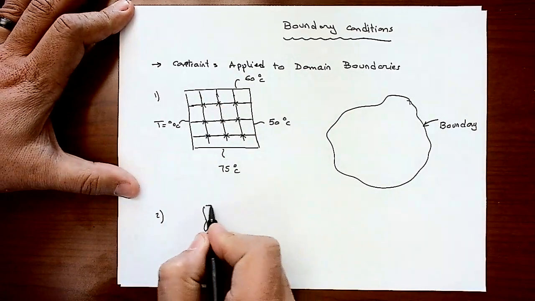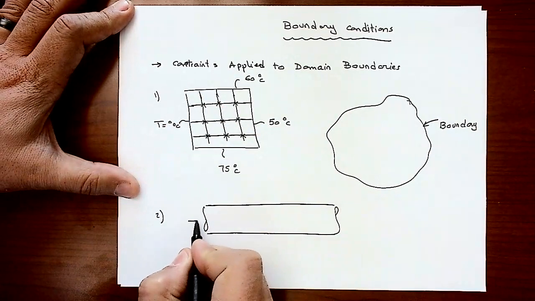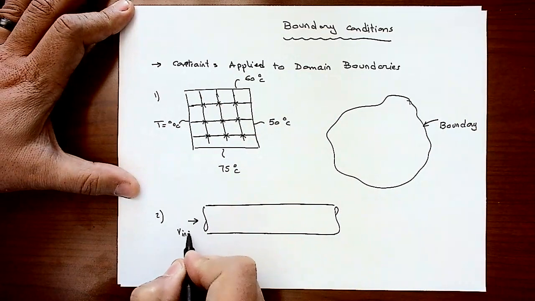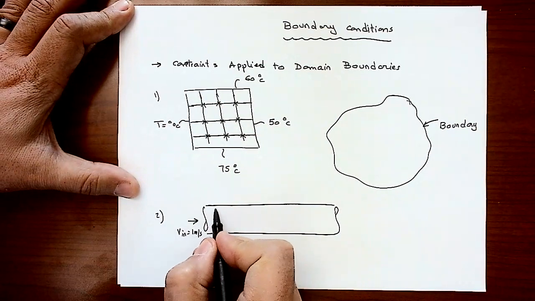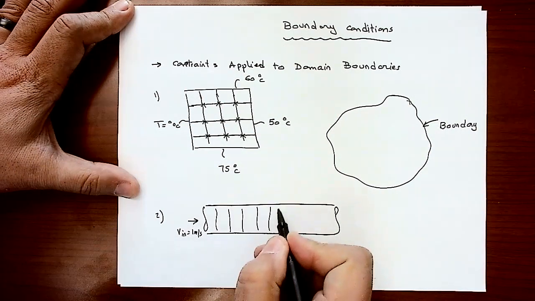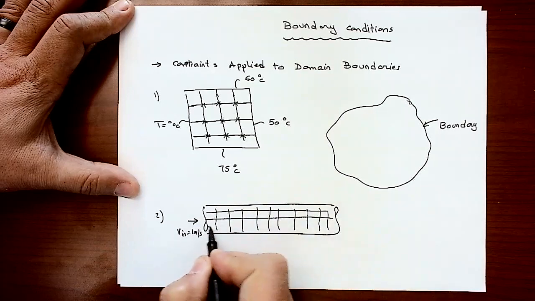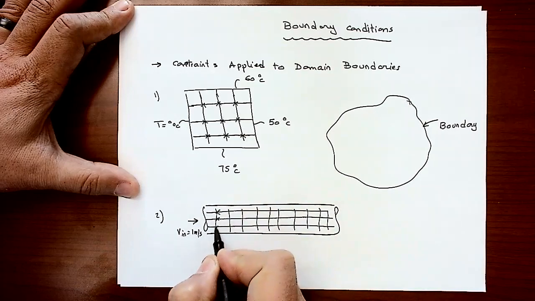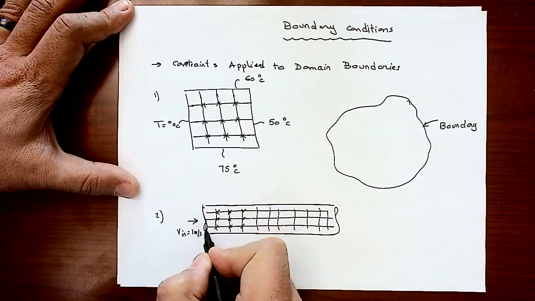Let's take another example showing that you may not get any solution. Let's assume that you have a pipe and you have the inlet velocity, Vn. Let's assume it's 1 meter per second. And you would like to get the velocity distribution inside this pipe here. So you set up your grid or your mesh, right? And you will get the velocity somewhere here. And this is your inlet boundary.